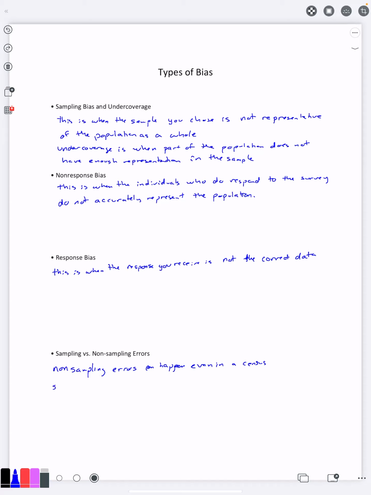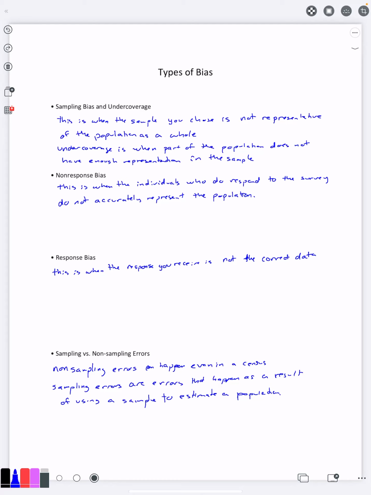On the other hand, sampling errors are errors that happen as a result of using a sample to estimate a population. So if you happen to take a sample that was bad randomly, the reason why you got bad data there would be a sampling error because it's based on the sample you took and how that sample wasn't actually matching up with the population.